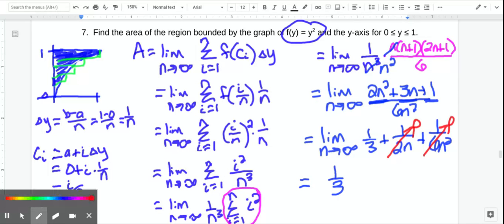Okay, so back up here, this picture that we drew, this area here in blue is exactly 1/3. So I wanted you to see this example that you can do these areas in terms of x's or in terms of y's.